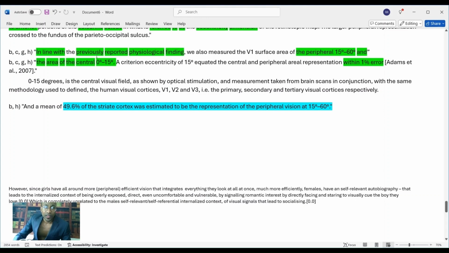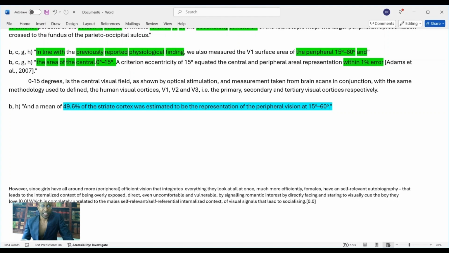So the central visual field is 0 to 15 degrees. How do we know that? Because researchers stimulate the fovea, which is the central portion of the macula. The central portion of the retina is the macula. The fovea is the area of the macula with the highest visual acuity. They stimulate the fovea and they check the corresponding neurons, which are neuronal populations, which are brain cells, and they see which locations are activated by using the central visuals.